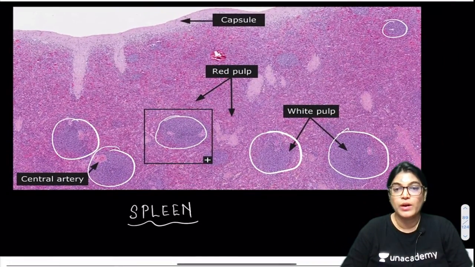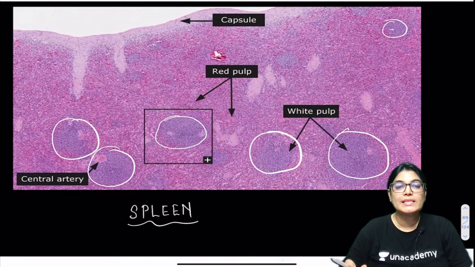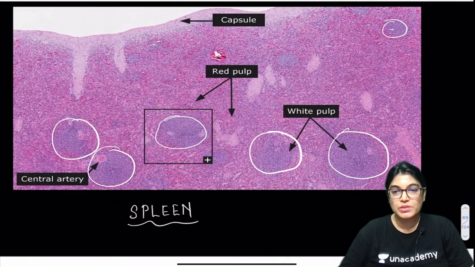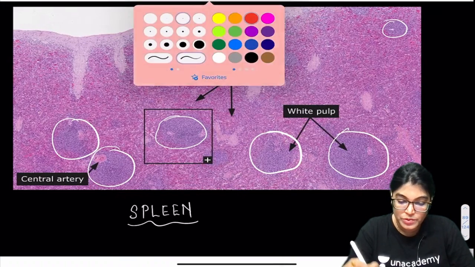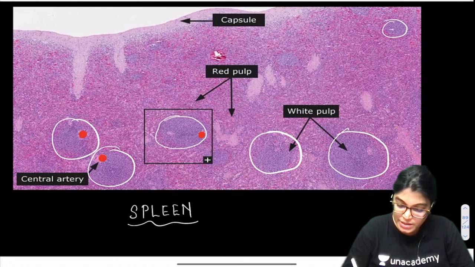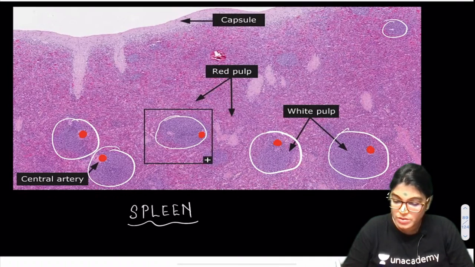One more is here. What are these? These are all white pulp, which contains lymphatic aggregation. When we talk about the histology of spleen, there is white pulp and red pulp. White pulp is made of lymphocyte aggregation, which is called a lymphatic nodule. If you see clearly in this lymphatic nodule, there is one central artery. This is the central artery, here also, here also, here also.